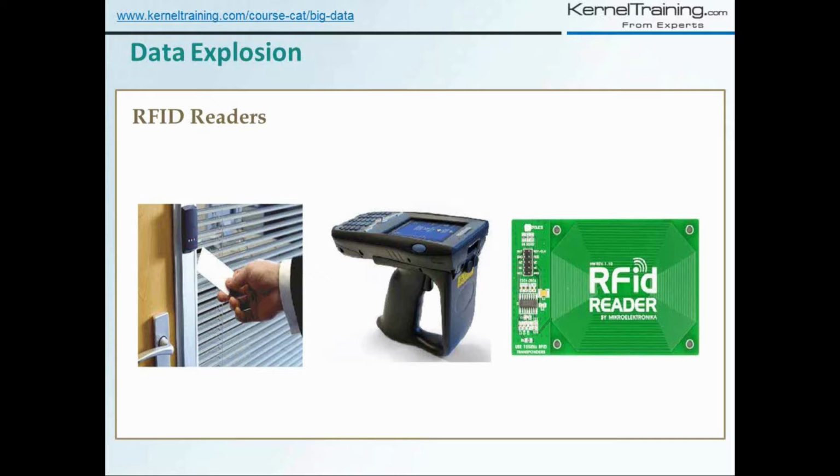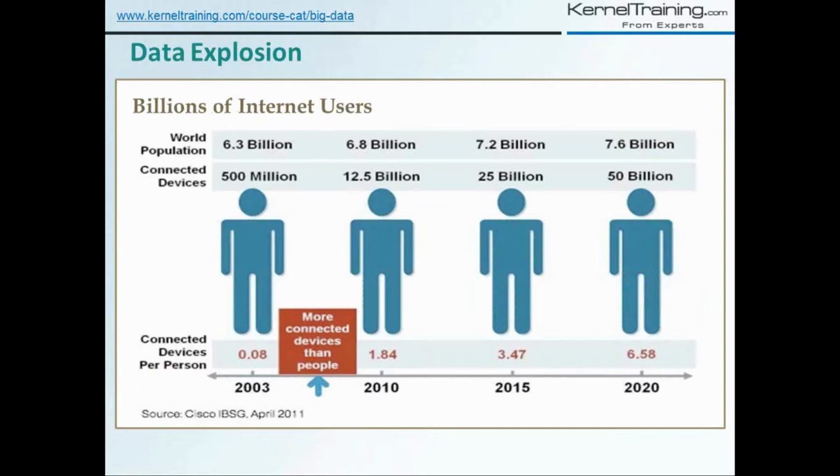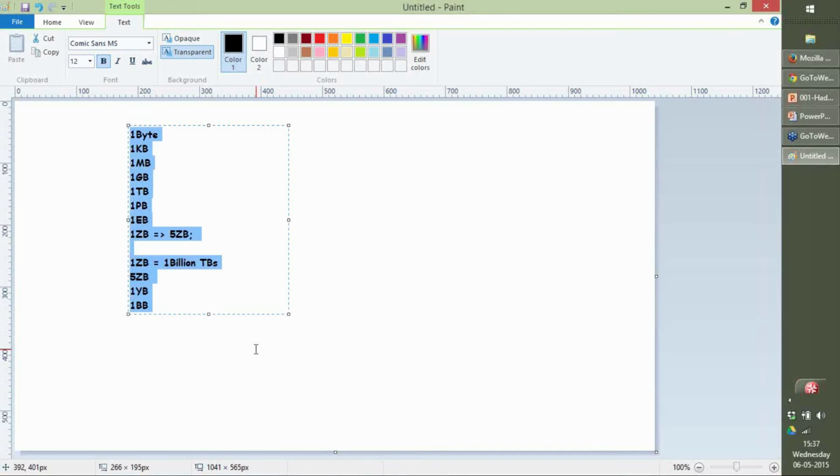If you go to a traffic area, definitely there will be a government-assisted camera, capturing continuously 24 hours. All this data needs to be stored somewhere, and whenever we want particular data, I want it very fast. One more statistic: if you observe, in 2003, one person was connected to 0.08 machines.